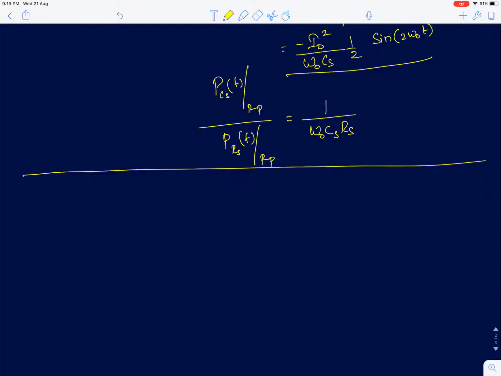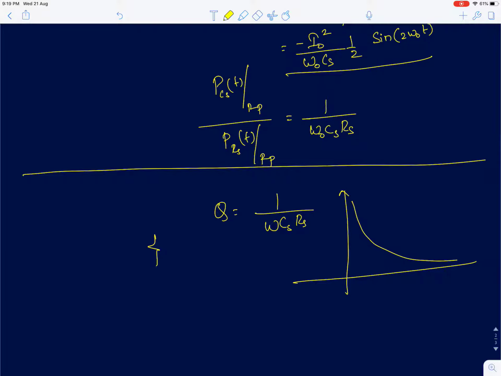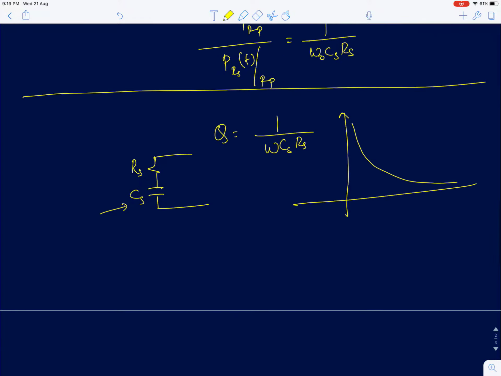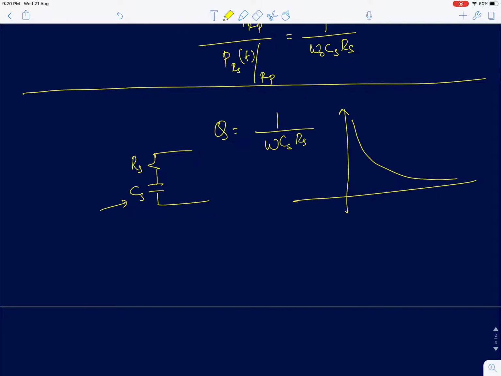Now this is for a capacitor with series resistance, and the Q which we defined is 1 by omega Cs Rs, and this is again a function of frequency. So at lower frequencies Q is very high, and at higher frequencies Q reduces. That should be pretty obvious, because at lower frequencies the capacitive impedance is much higher compared to the resistor. Therefore the capacitor will dominate, which means it's behaving more and more like a capacitor. At very high frequencies, when the capacitive impedance becomes very small, the series RC network will behave closer to the resistor. Therefore that Q will be very, very small.